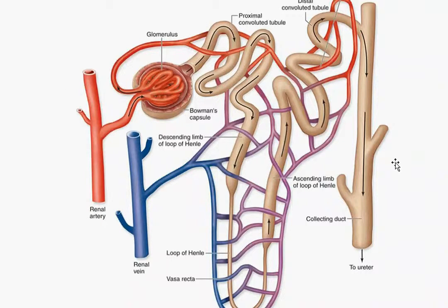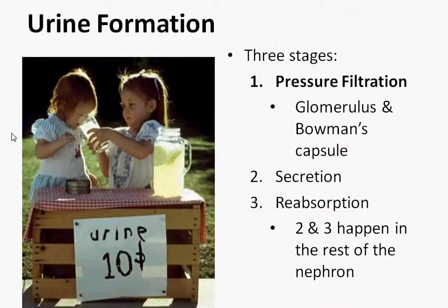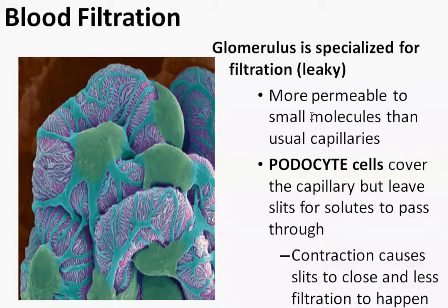This is a really good picture of the most important parts of this unit, focusing on the nephron. So the 3 stages in your information are here. Pressure filtration, which is the blood filtration, which is taking place at the glomerulus, of course, which is structurally designed for filtration. It's leaky. It has these podocytes, which are cells that basically have little extensions that can close the gap or open up gaps for filtration through the capillaries.